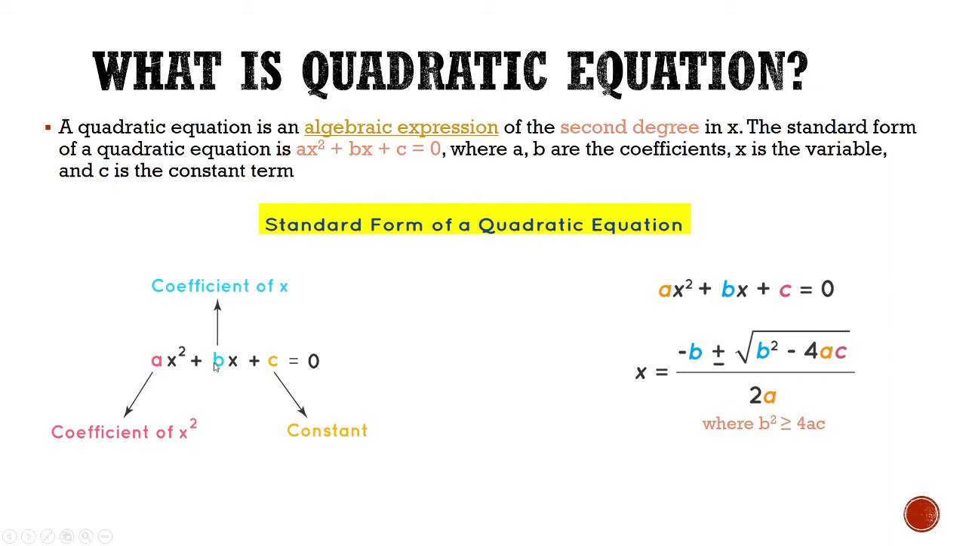The highest power of x will be 2. The highest order will be the second degree of x. So here is the standard form of a quadratic equation, where a is the coefficient of x^2, b is the coefficient of x, and c is a constant. And the formula to extract the roots is x = (-b ± square root of (b^2 - 4ac)) / 2a. There will be two kinds of roots, one with the plus and another with the minus, where b^2 must be greater than or equal to 4ac. So this is the formula to find out the roots of a quadratic equation.